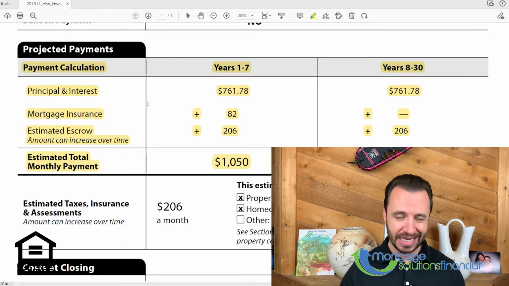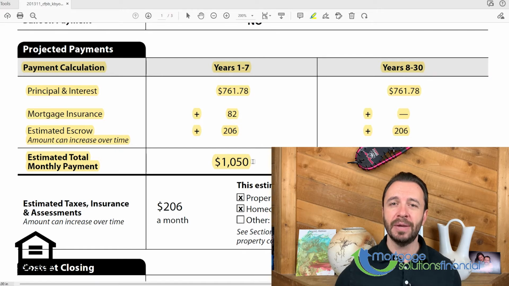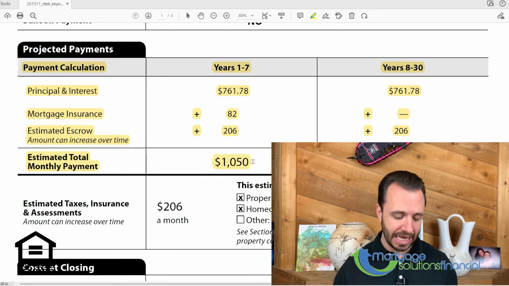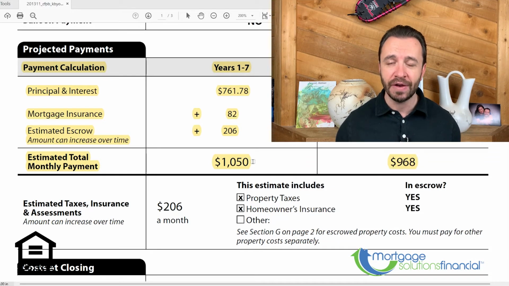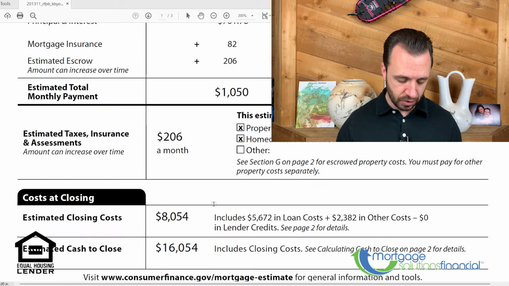We've got projected payments. They're trying to give you an idea of what this thing's going to cost over time. So you've got principal and interest. And here now we're adding mortgage insurance and your estimated escrows. How much that's going to cost every month so that you know what your total monthly payment is going to be to your mortgage company. So that's your principal and interest plus taxes and insurance. In this case, the estimated total every month is going to be $1,050. Then it breaks it down just the taxes and insurance. So of that $1,050, $206 of it a month is for your escrows.